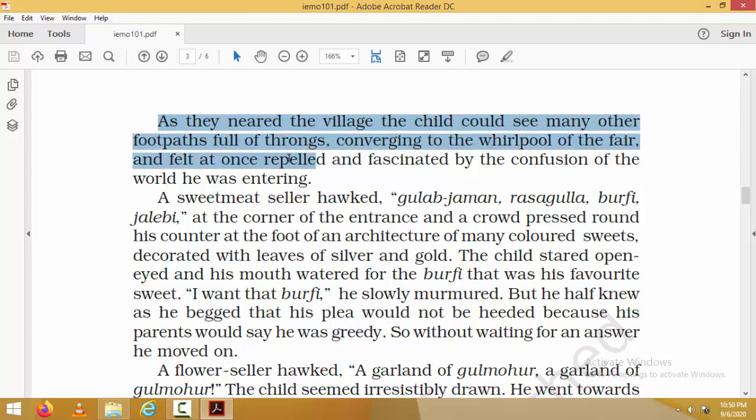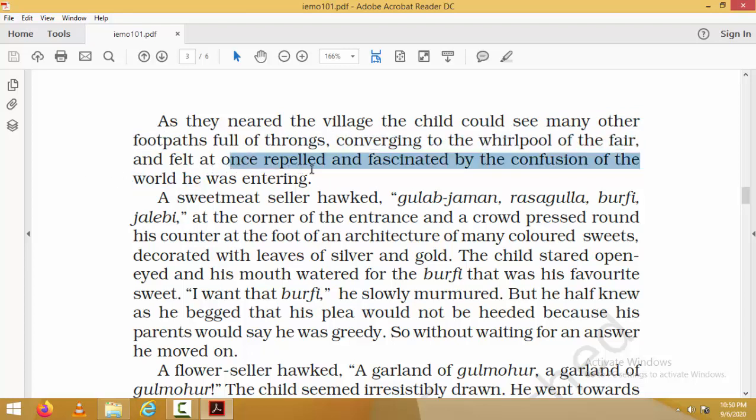As they neared the village, the child could see many other footpaths full of throngs, large packed crowds, converging to the whirlpool of the fair, and felt at once repelled and fascinated by the confusion of the world he was entering. Because that area was so populated and congested. Throngs means fully packed people.